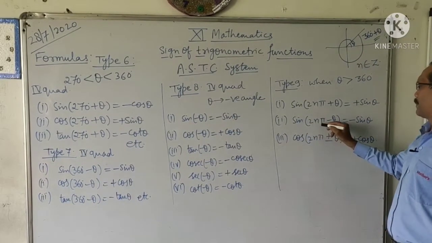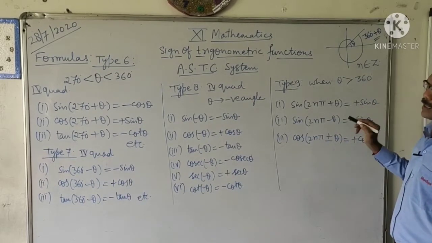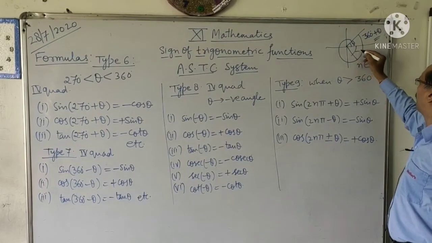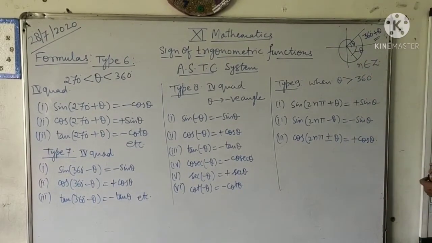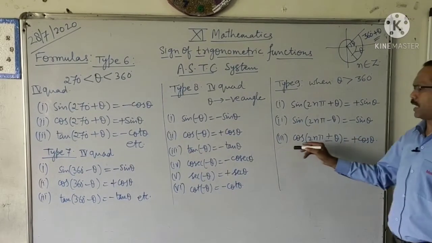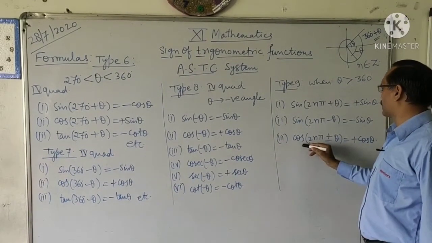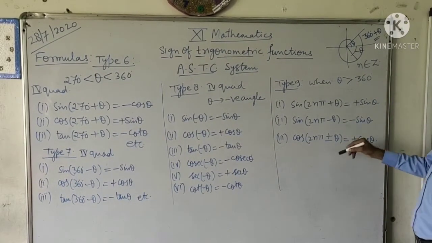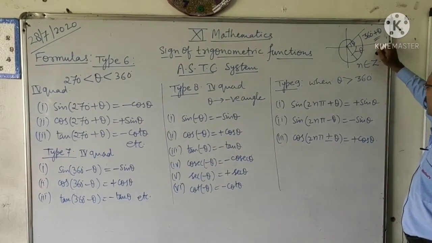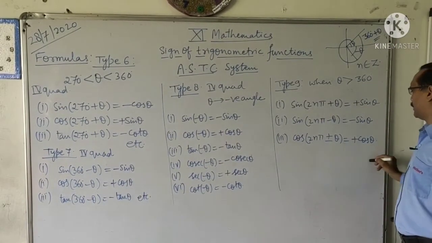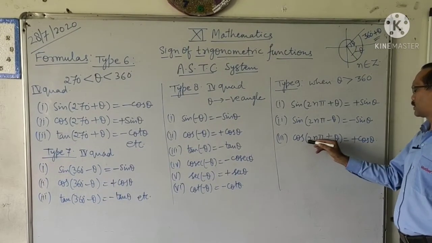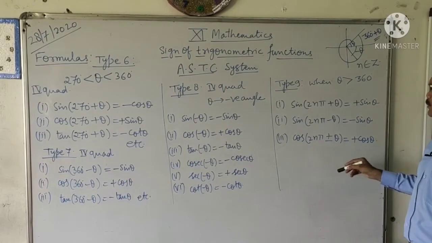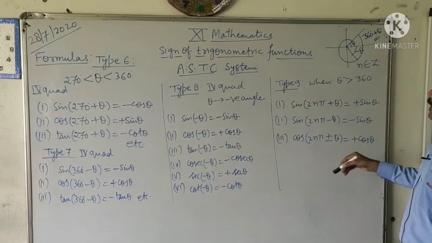Then sin(2n pi minus theta). It means the last round is not completed and the angle is lying in the fourth quadrant. So that is why sin is negative, so minus sin theta. And formula number 3, cos(2n pi plus or minus theta) equal to plus cos theta because when the angle goes in the first quadrant or in the fourth quadrant, cos is always positive. That is why cos(2n pi plus or minus theta) is plus cos theta. And there are no separate formulas for tan and cot. We can frame them according to this.